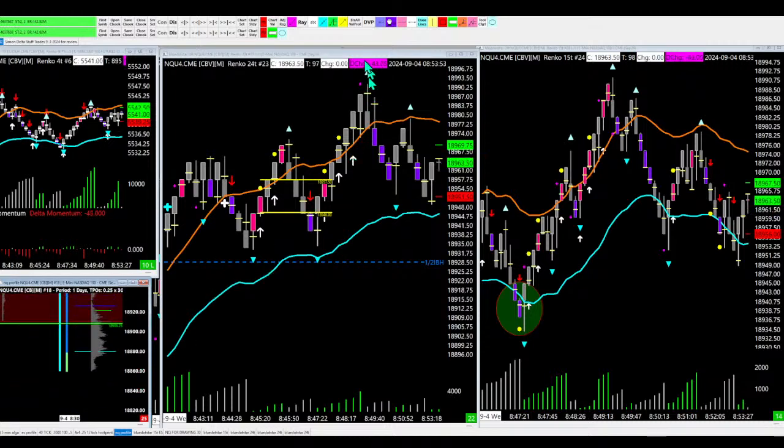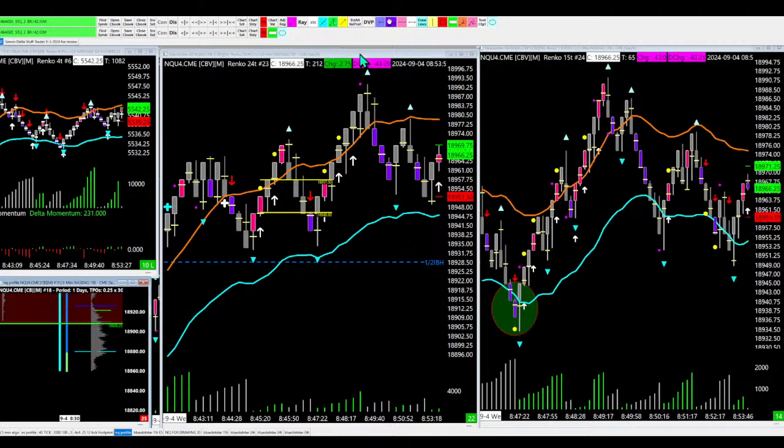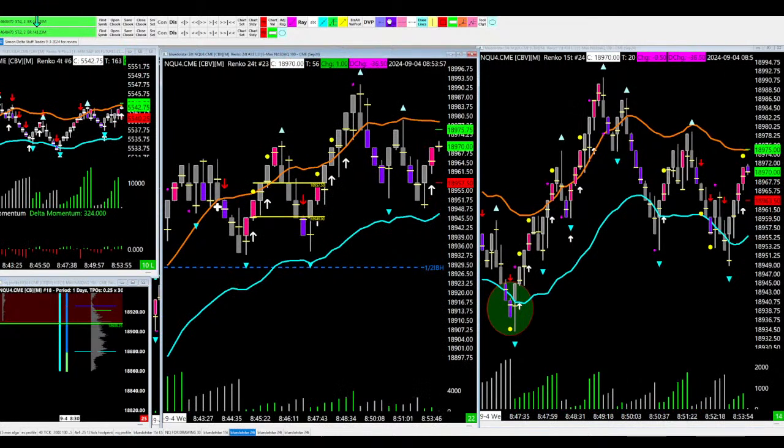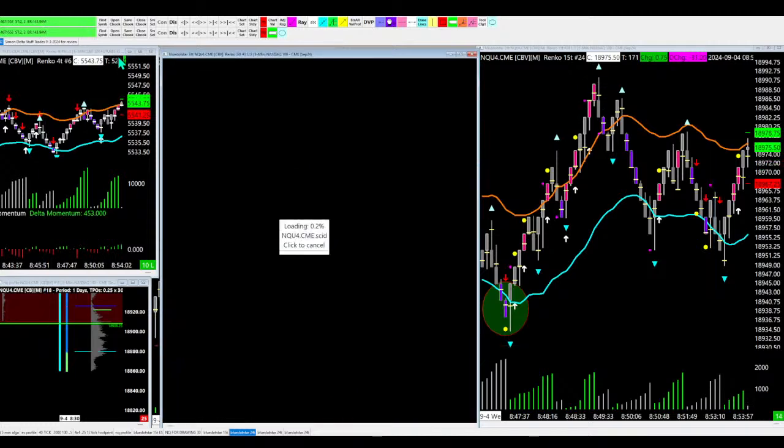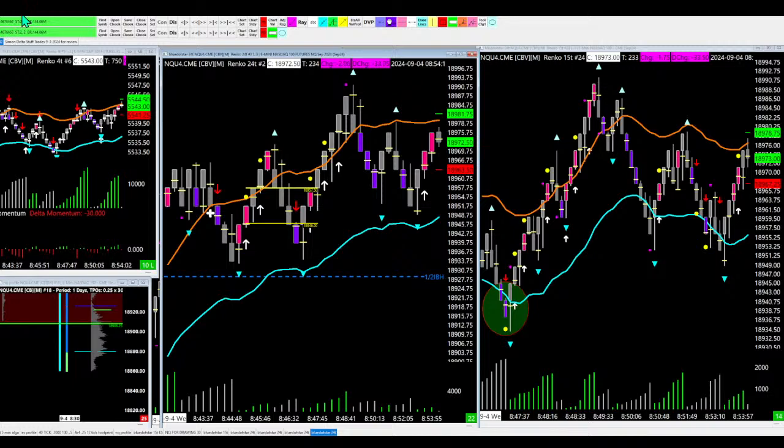And then what I will do is go chart, duplicate chart, chart. There we go. And now I can see most stuff. Most stuff is what I see.